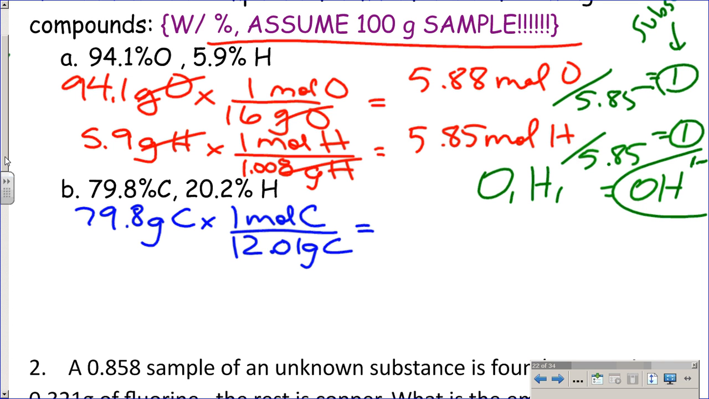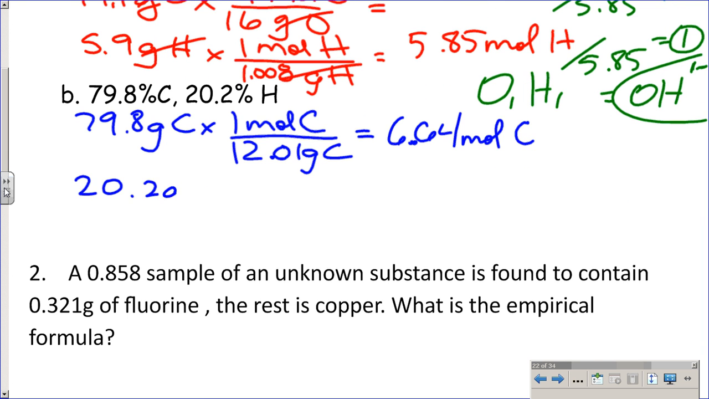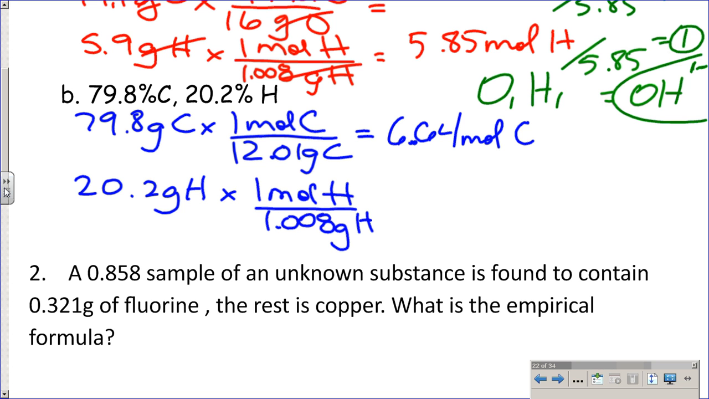Calculator. 6.64 moles of carbon. Okay. All right, so we're halfway there. Okay, 20.2 grams of hydrogen. Next, 1 mole of hydrogen over, okay, because that's the molar mass of hydrogen. We're not making that up, right? We just look on the periodic table. So 20.2 divided by 1.008, calculator. 20.04 moles of hydrogen. Okay, how many steps have we essentially completed?